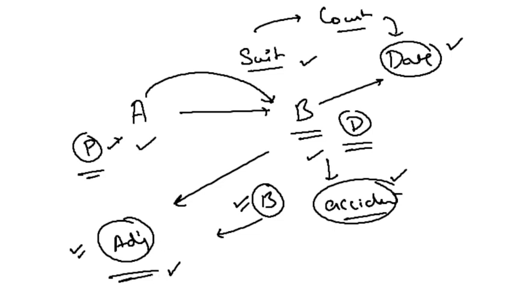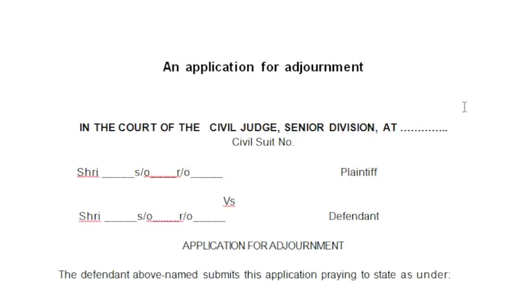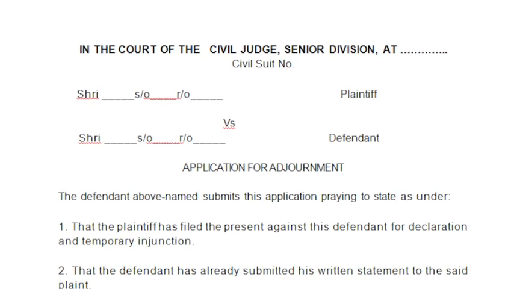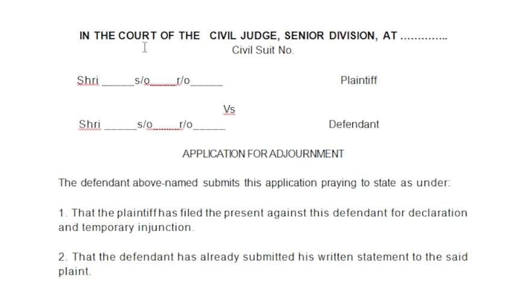Alright, so let us see this format. As I have said, you have to mention the court. I have written here civil judge, reason being we are filing this application for adjournment in a civil court. So you have to mention the name and designation of the judge before whom you are filing the application for adjournment. Then you have to mention here the place.